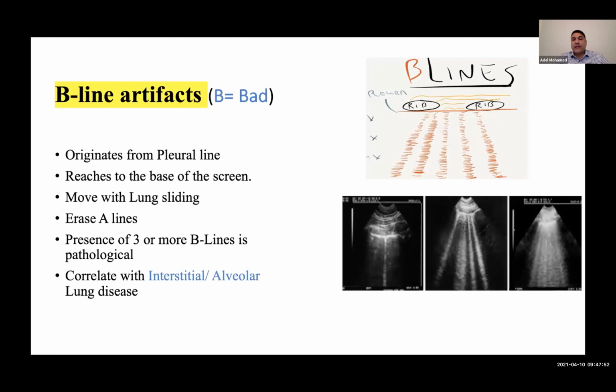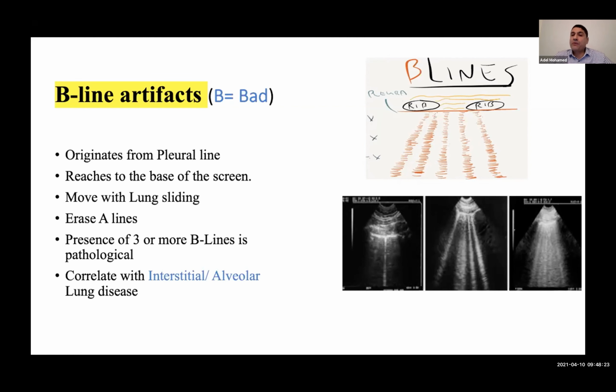B line artifacts. So far, we spoke about the pleural line, how it looks, what it means. We spoke about the A lines in normal lung and in pneumothorax too. B lines are different, and remember, B is for bad. So there is something wrong with this lung, as I mentioned, unless the baby is still transitioning or very premature. So what do B lines mean? They mean that there is fluid in the lung that has become predominant now, more than the air. It displaces the air and becomes fluid.